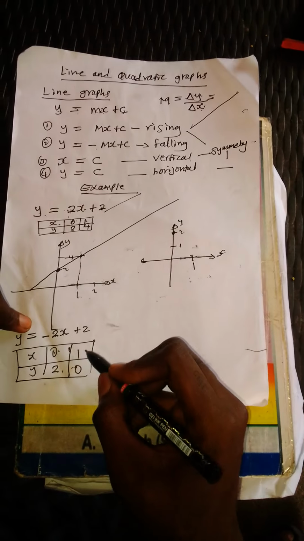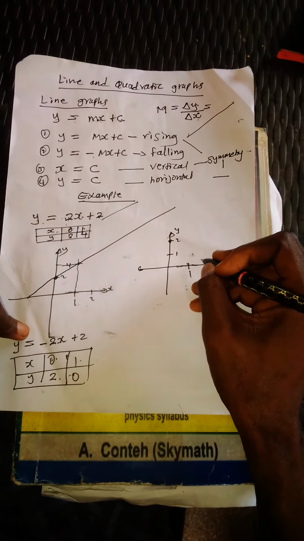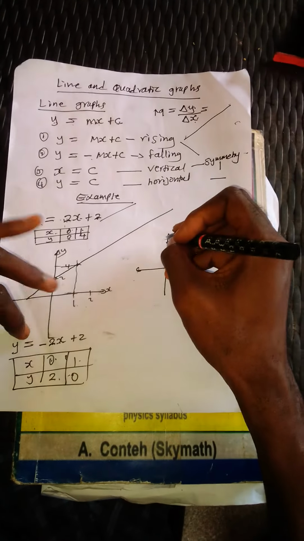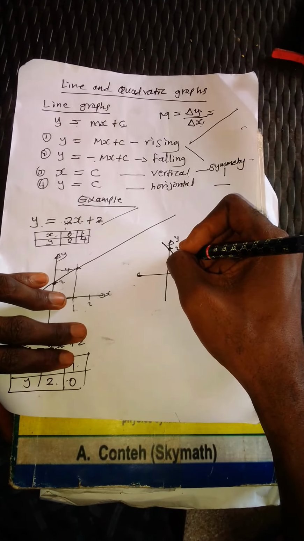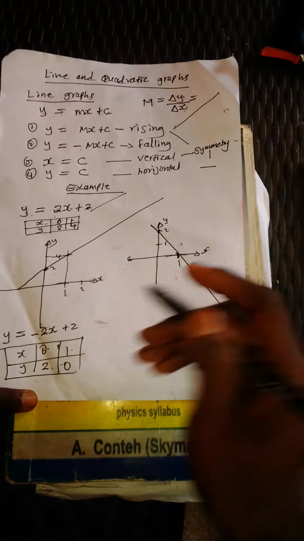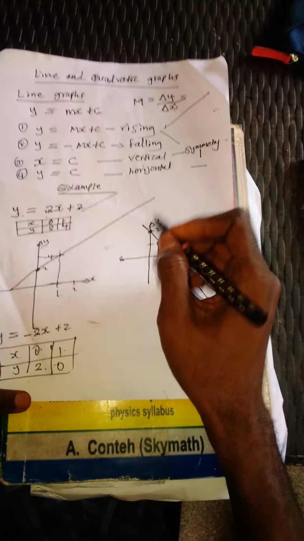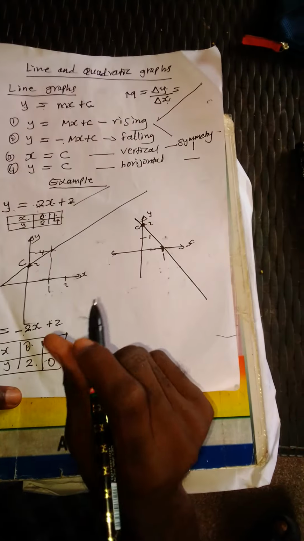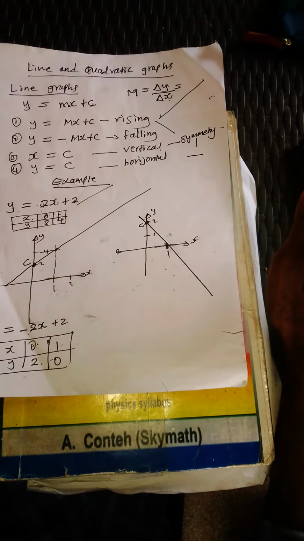X is 1, y is 0. So the point will pass through here. See? So when it is negative, it is falling. This 2 shows where the graph will pass. This 2 is the intercept. It's just like here is the intercept. This is the basic form of drawing a line.